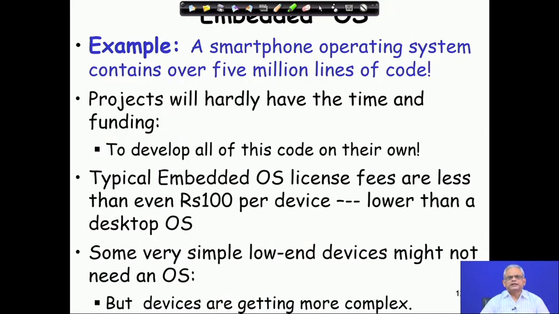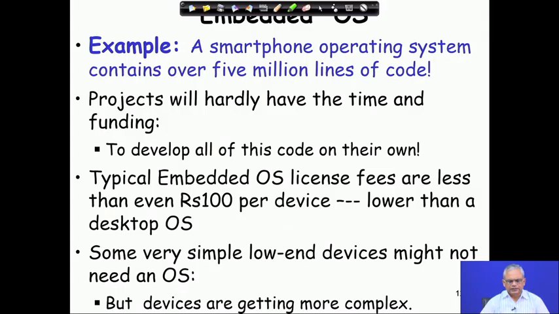Let us give an example where an embedded real time operating system is used. A smartphone operating system is extremely large, several million lines of code. If the application developer has to write such a large number of lines of code to do what the operating system does, then the projects will take several years to complete and it will become extremely expensive.